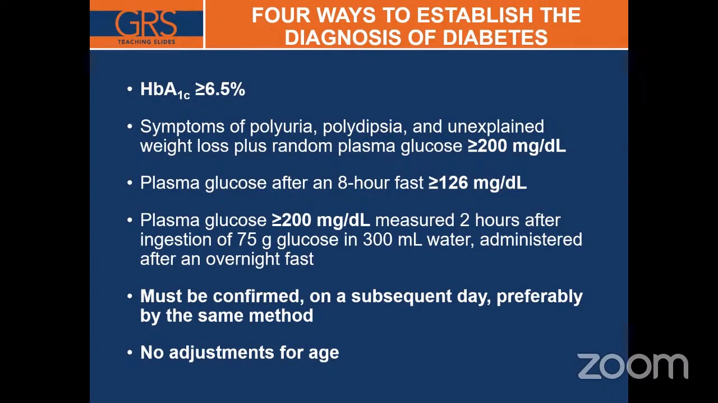For the 2-hour postprandial glucose, after the patient fasts, you have to give them 75 grams of glucose in 300 ml of water, and then you can measure the glucose in their blood. It must be confirmed on a subsequent day, not just one reading. You have to do a test on a subsequent day, preferably by the same method. Don't use 2 methods; use the same method to measure the blood glucose. There is no adjustment for age.